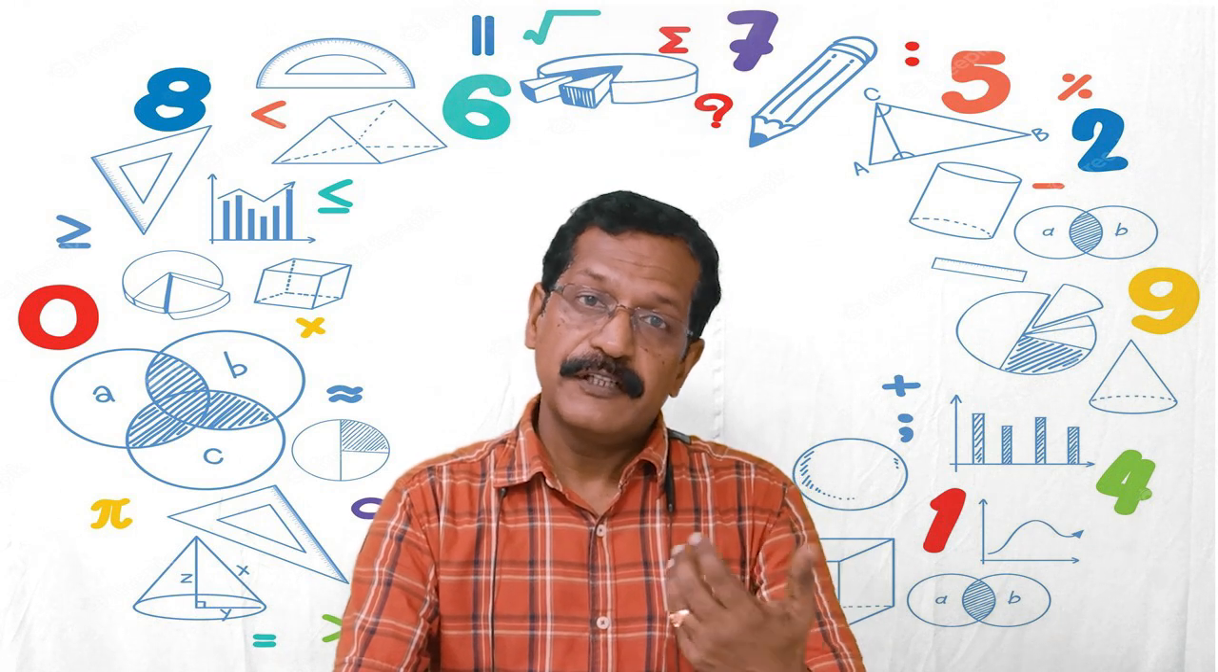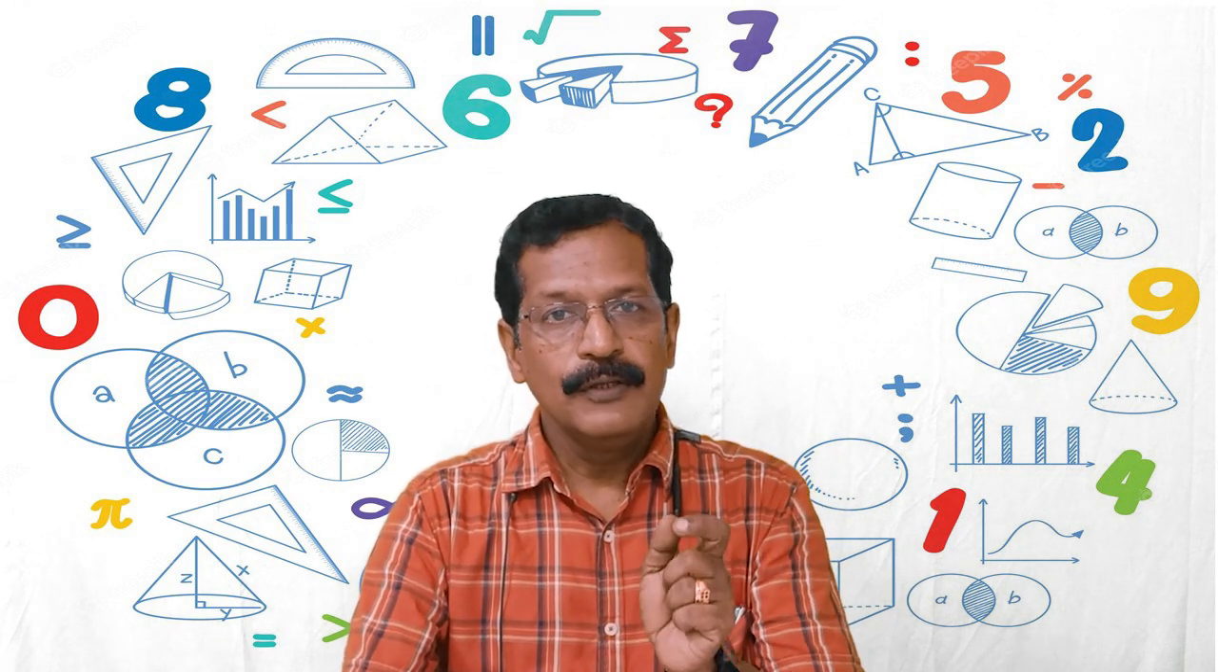Fractions with different denominators are called unlike fractions. Example, 2 by 5, 3 by 8, etc. are unlike fractions. Here we are discussing like fractions only.